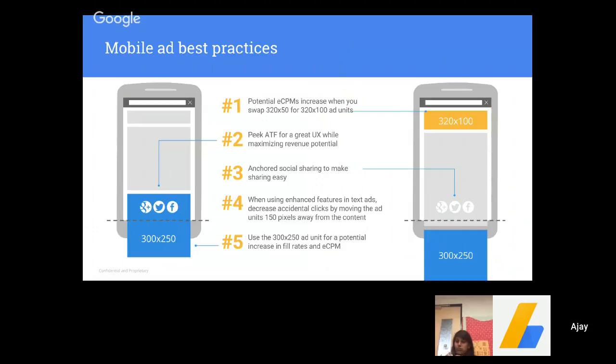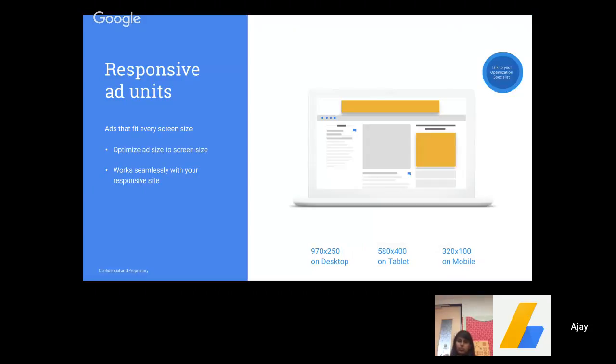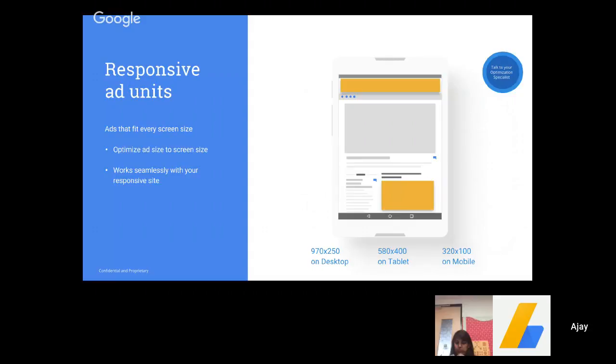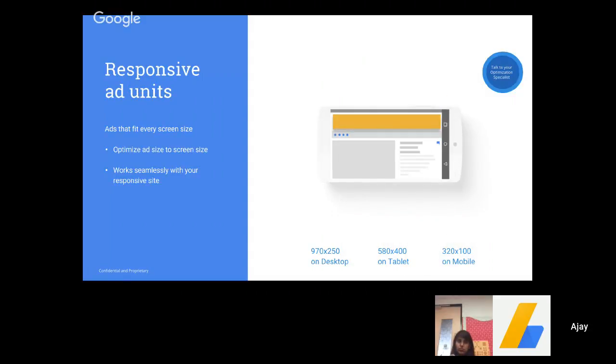So potential eCPM increase when you swap 300x250 with 320x100 units, peek above the fold for great user experience while maximizing your revenue potential. One of the things that we'd like to call out as well is that it's very, very important to think about people who will be on desktop as well. Desktop and tablet, you can think about it from a responsive perspective.